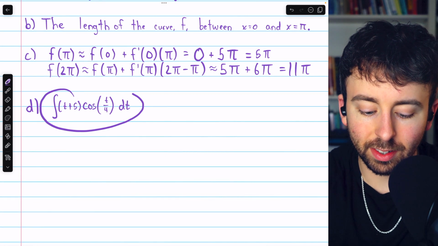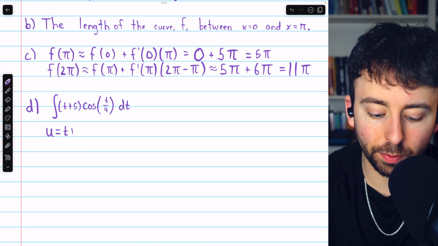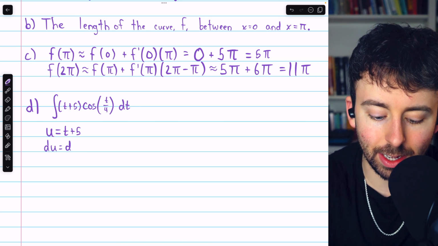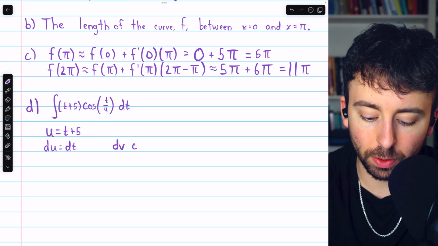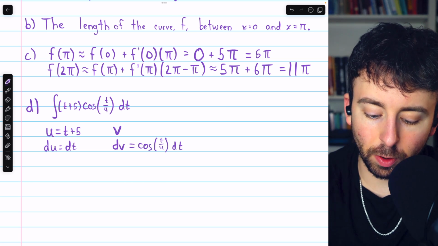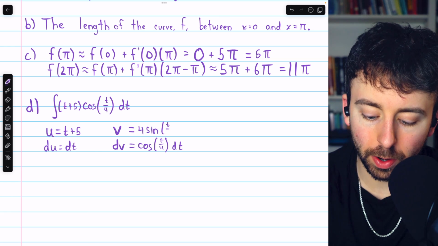So for part D, this is our integral. Again, we're going to let u be t plus 5. That way, du is just dt. Very straightforward. And then dv is forced to be cosine of t over 4 dt. Then we can integrate this to get that v is equal to 4 multiplied by sine of t over 4.